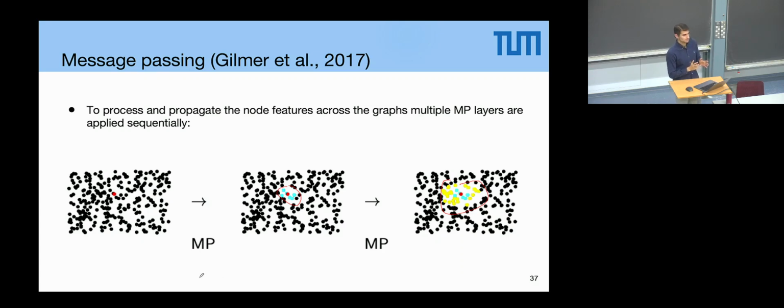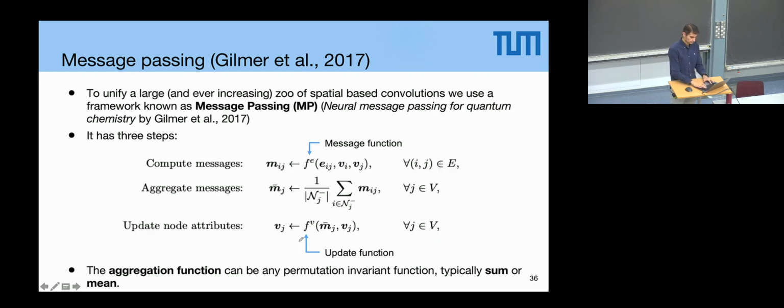Between each of the message passing layers, we could have an activation function or not. When using message passing, it's not that common to have an activation function because we already have them in the update function and the message function. These are already non-linear functions.